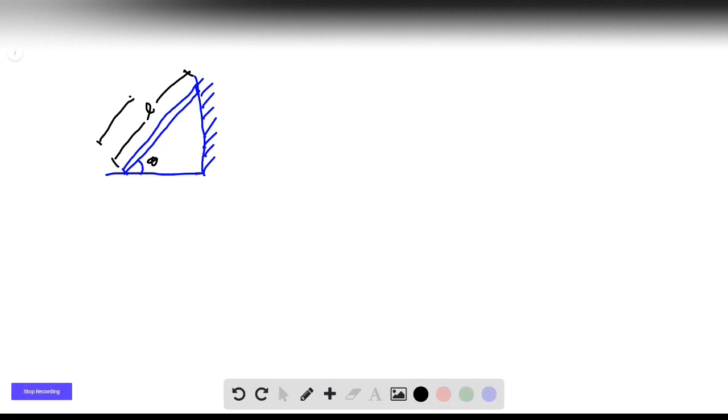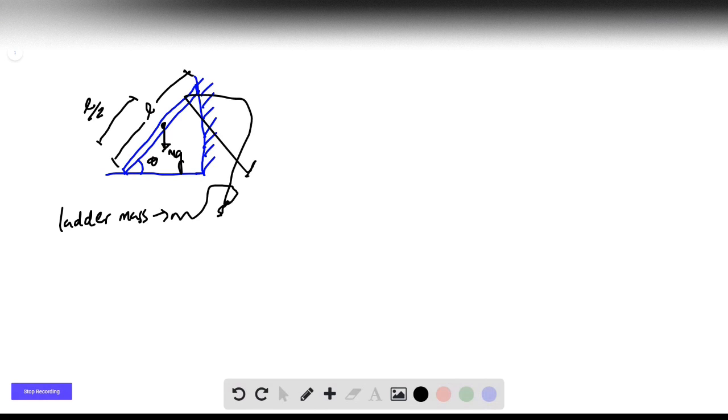Obviously, half of the ladder will be L/2. And then also there is a weight mg because the ladder has a mass of m. Okay, that's the mass of the ladder. It's m. There are two reactions. There's a reaction right here, and there's another reaction right there. So two reactions.